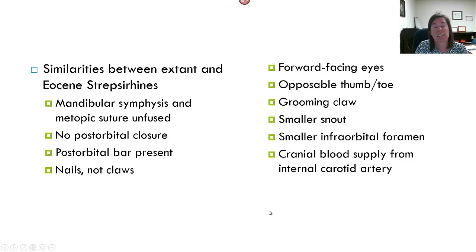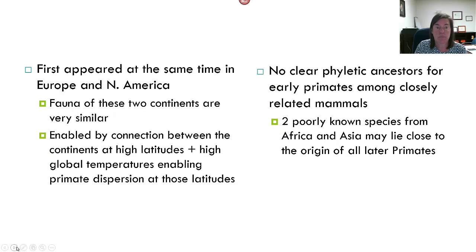They have forward-facing eyes, an opposable thumb and toe, a grooming claw, a smaller snout, small infraorbital frame, and a small little hole right here, and the cranial blood supply from the internal carotid artery. So we see tremendous similarities between living prosimian primates and Eocene prosimian primates.